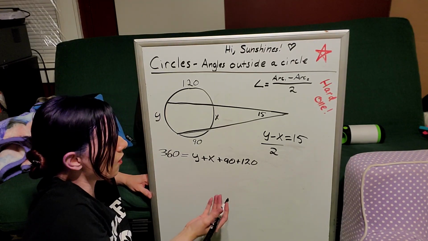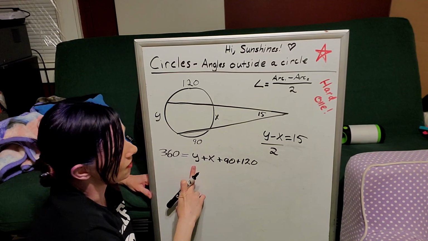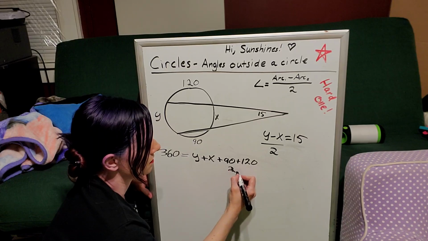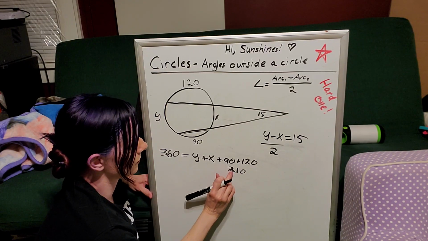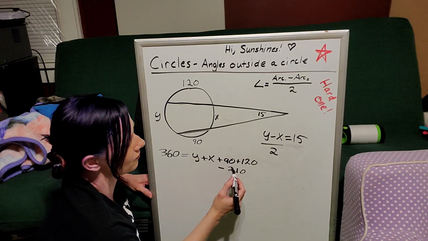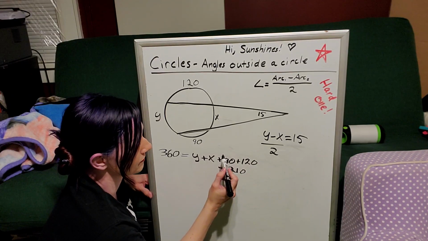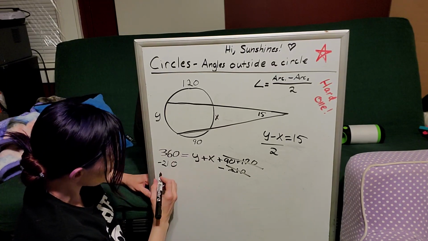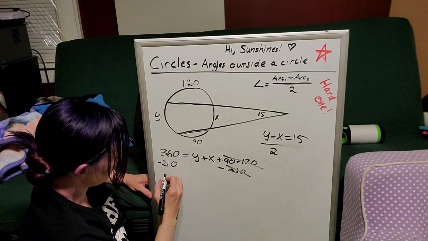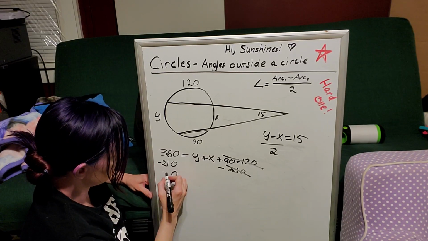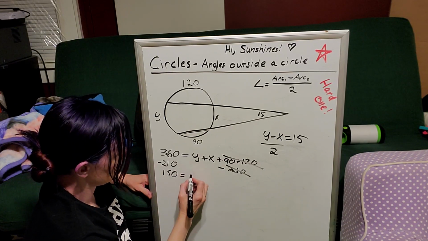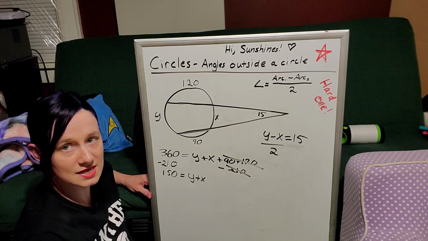So ultimately I'm going to want to get y by itself. So 90 plus 120 is 210. So I'm going to subtract 210 from both sides. So that's 150 equals y plus x.